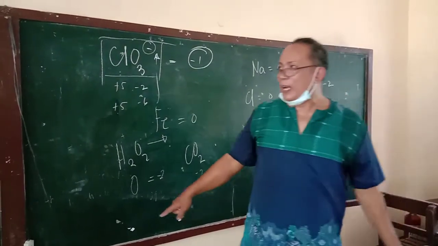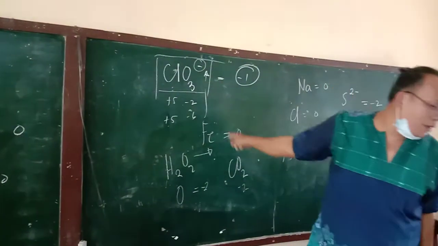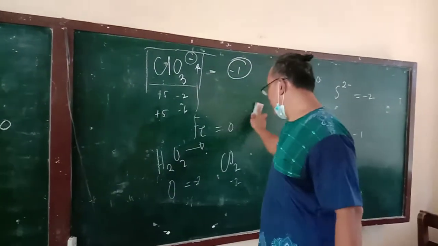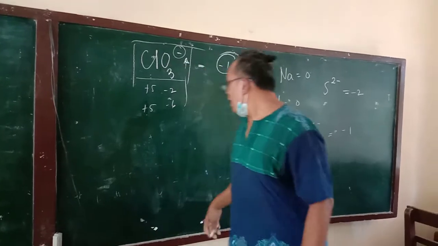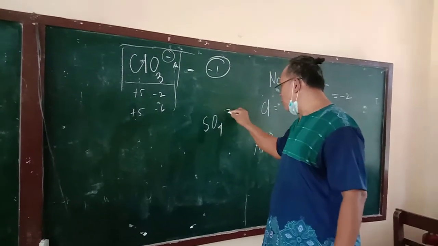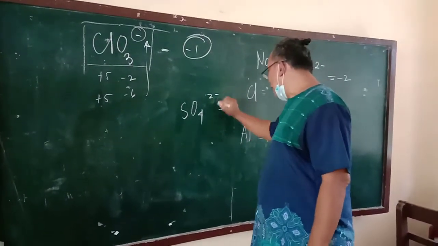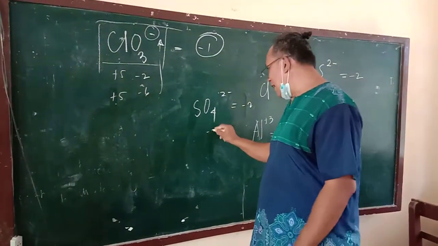So, rule number 8, this one. Rule number 9, this one. Another example for this is sulfate. SO4, 2 negative. So the total is negative 2. Again, the same thing. This is negative 2.